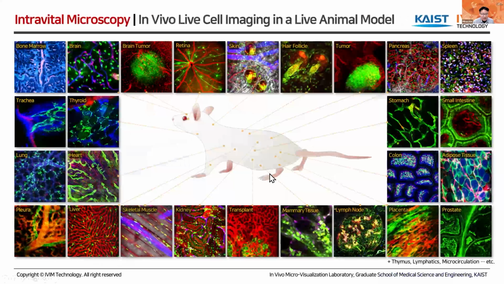Anyhow, by using our intravital microscope system, we have been able to image almost every organ and tissue in a live mouse model, as you can see in this slide. Not just the brain, we have been able to image all other organs such as heart, lung, liver, kidney, lymph node, GI tract, spleen, and pancreas, and so on. But today, I will mostly talk about the brain.